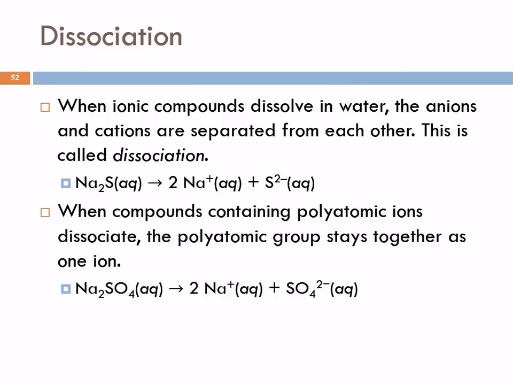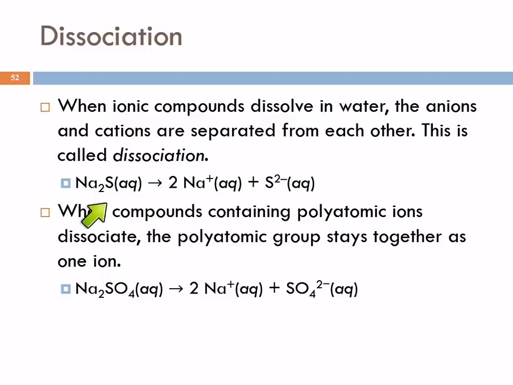So when an ionic compound dissolves in water, the anions and cations separate from each other. This is called dissociation. Association is when things come together. Dissociation is when things move away from each other. So when we have something like sodium sulfide, this is an ionic compound. AQ here tells us that it's dissolved in water. An ionic compound dissolved in water is going to ionize completely.